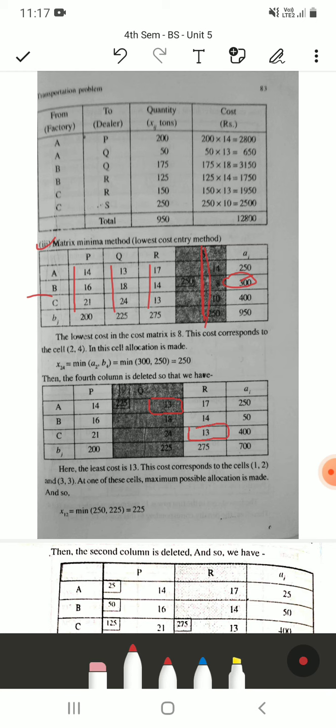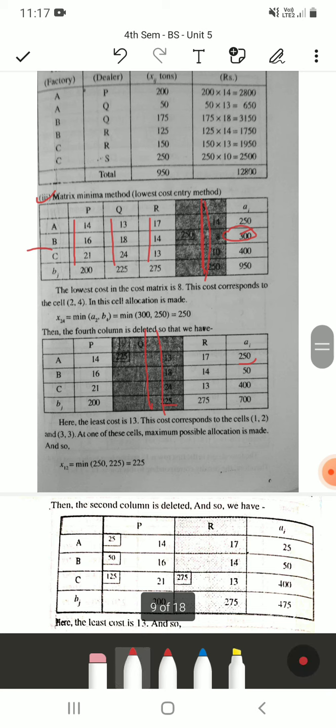Maximum allocation is made to at least one of these cells. So let us make the allocation to the first cell which has 13. Here you have to check between 225 and 250, whichever is least, and make the allocation. So here 225 is the least value. So this entire Q dealer has completed his requirement. In the next table you have to delete Q and write the remaining dealers, which are P and R. Out of 250 from factory A, 225 tons of cement is sold. So the remaining is 25. You have to write it.